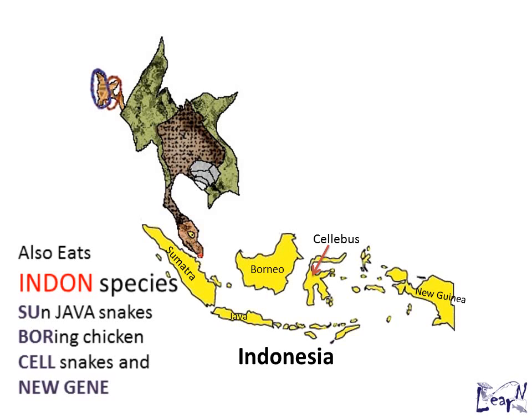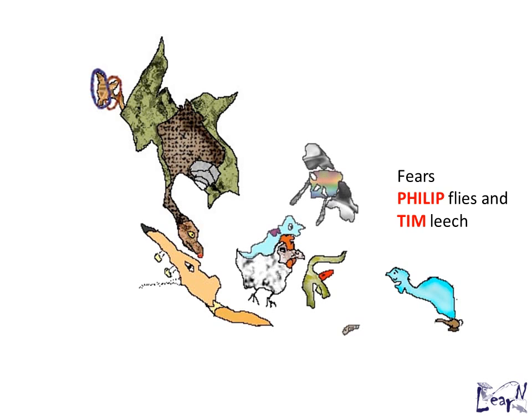Now let's move ahead and see the other species. No, these are the same species. Let's see the other species. Fears Philip flies and Tim leech. That is the thylosaur. It eats Indon species and fears Philip flies and Tim leech. There we have Philip flies. Here's Philip flies and Tim leech.